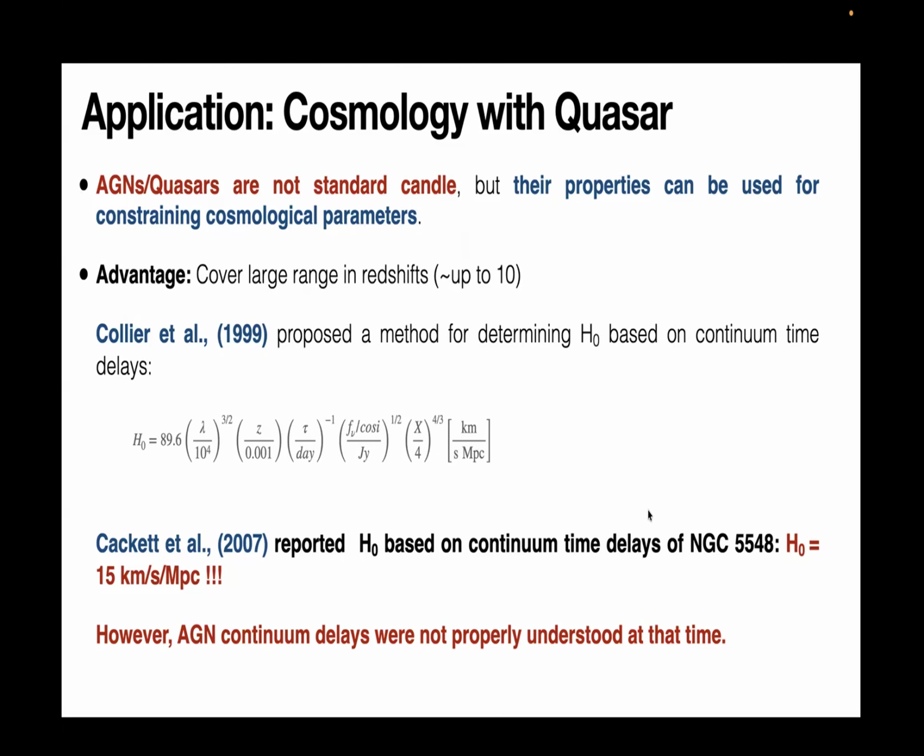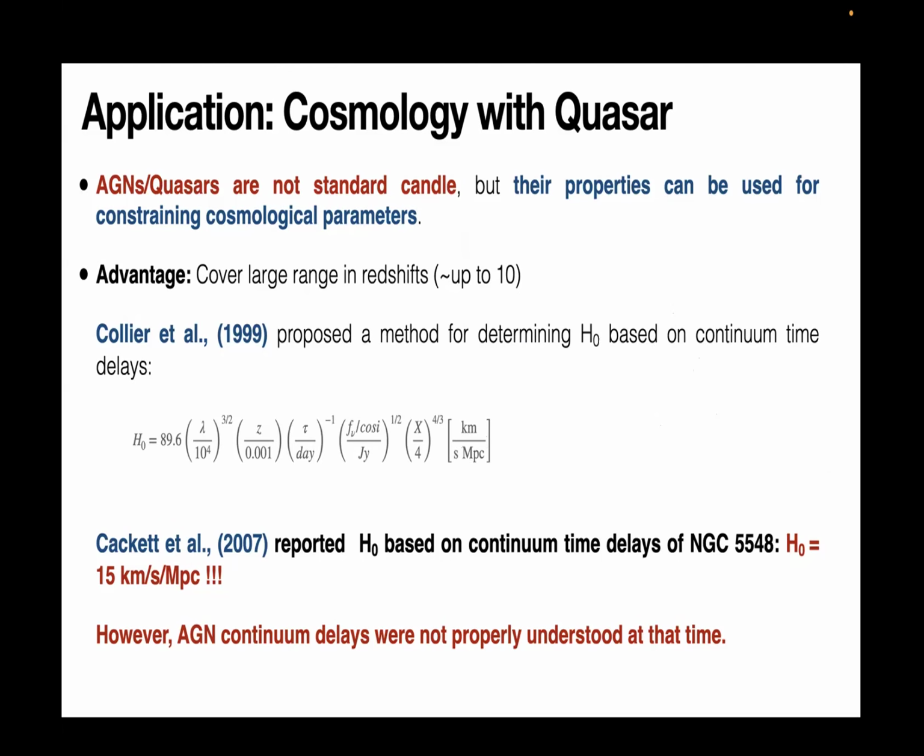In 1999, Collier et al. proposed an equation where the continuum time delays can be used to estimate the Hubble constant. Cackett et al. in 2007 applied this method to NGC 5548 data and estimated a Hubble constant of 15 km per second per megaparsec, which is much smaller than the expected value. But please note that during those times, the physical origins of the continuum time delays were not properly understood.